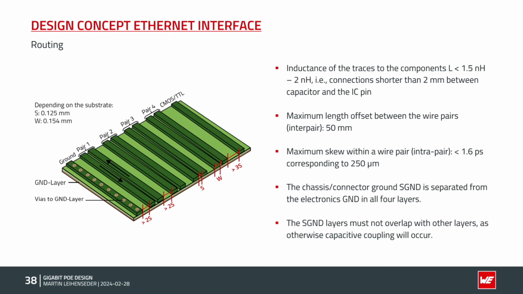Talking about how to make the routing, this is also a big question of the customers: how should we route our components? Here is a little bit of text for you to see some design tips. The distances depend a bit on the material, on the substrate, but we say the distance between two pairs is 0.125 millimeters, and the width of one line is 0.154 millimeters.